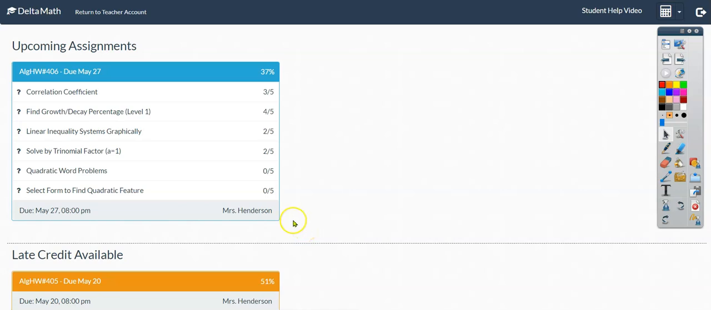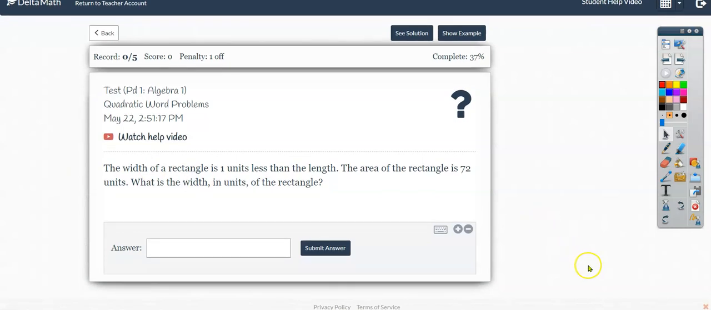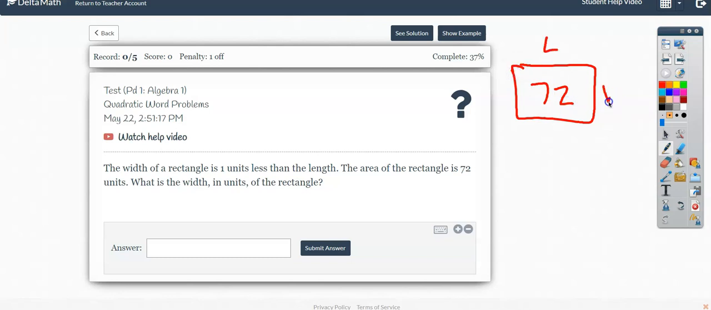Homework 406, Part 2, starting with quadratic word problems. The width of a rectangle is 1 unit less than the length. The area of the rectangle is 72 units. So it's important that you understand that area is the amount of space inside the two-dimensional figure, and that your two dimensions have to use the same letter.